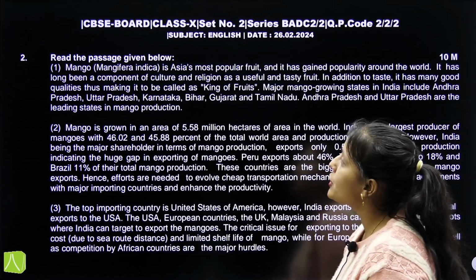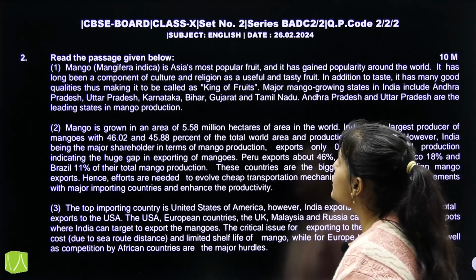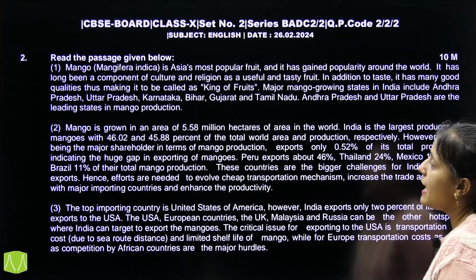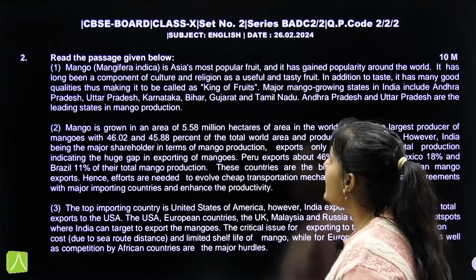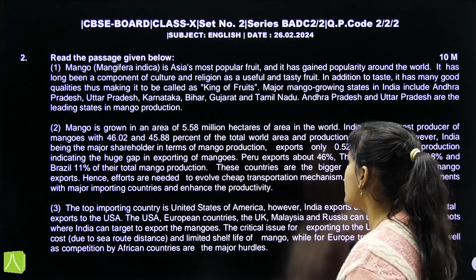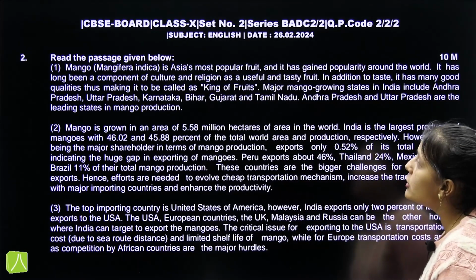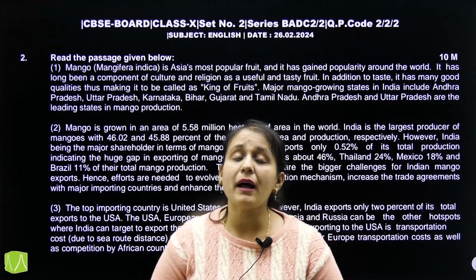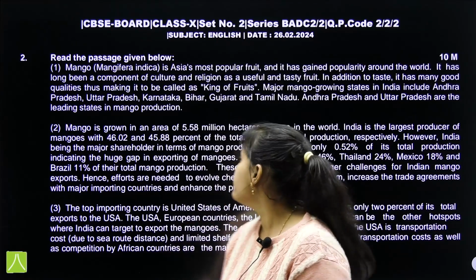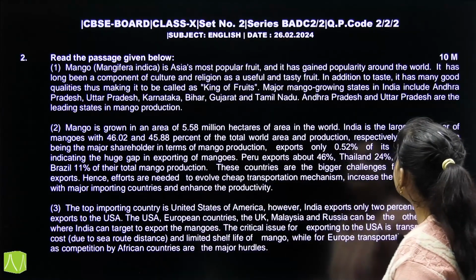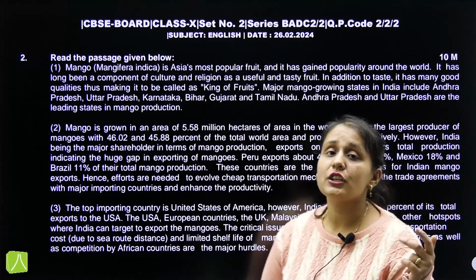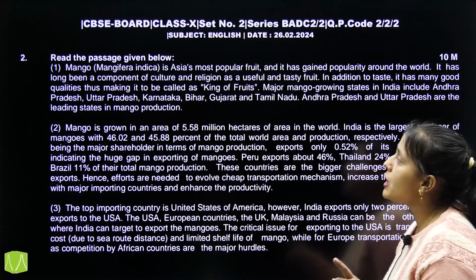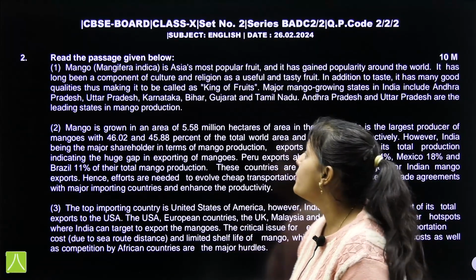Okay, read the passage given below. Mango is Asia's most popular fruit and it has gained popularity around the world. It has long been a component of culture and religion as a useful and tasty fruit. In addition to taste, it has many good qualities, thus making it to be called as king of fruits. As we all know that mango is the king of fruits. Okay. Major mango growing states in India include Andhra Pradesh, Uttar Pradesh, Karnataka, Bihar, Gujarat and Tamil Nadu. Andhra Pradesh and Uttar Pradesh are the leading states in mango production.